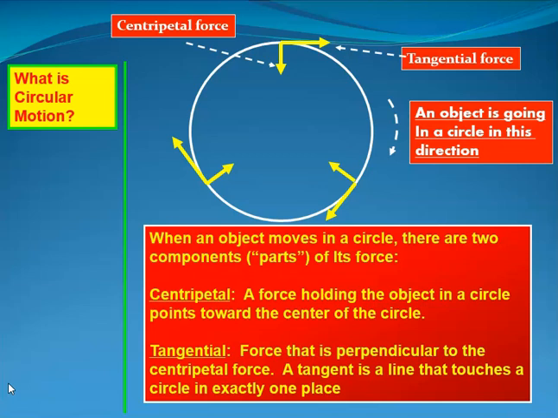Now there's another type of force you might have heard of called centrifugal force. That's really not a real force. It's just kind of an imaginary force that's pushing the object outward, but it's not an actual force in physics.